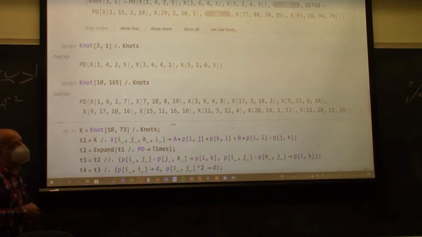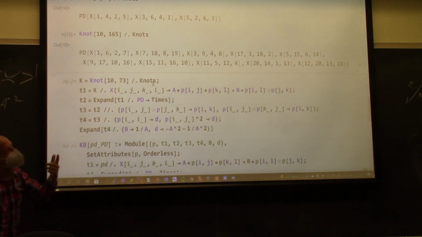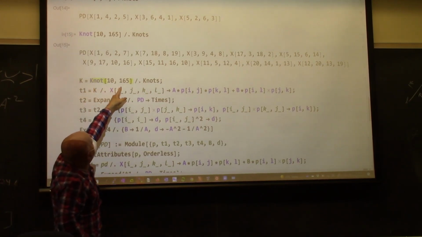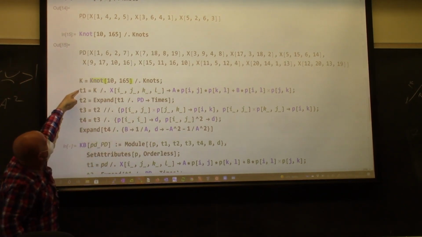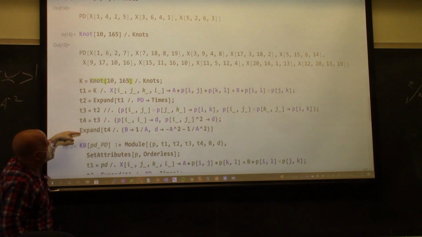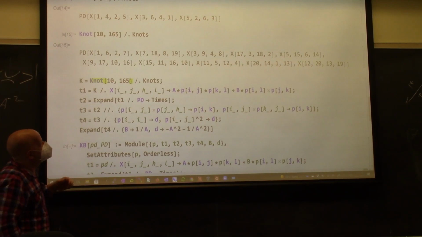So now suppose I wanted to compute its Kauffman bracket. Well, all I have to do is, you know what, let's do it for 10.165, I don't know. So I'll set K to be knot 10.165, to which I apply the rule which converts it to its PD notation. I do T1, T2, T3, T4, and the output just as before, and that should give me the Kauffman bracket.